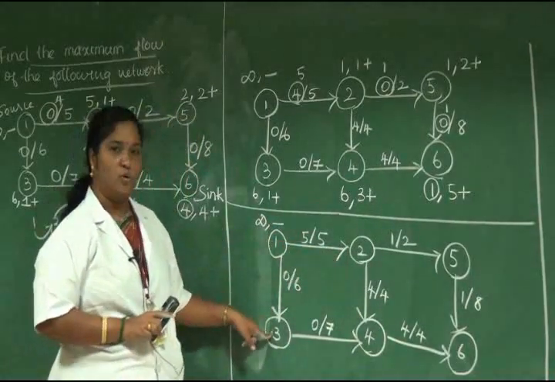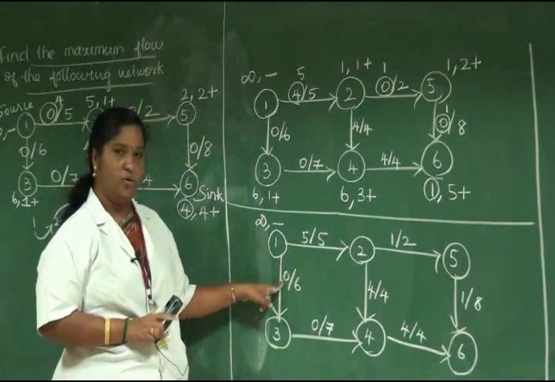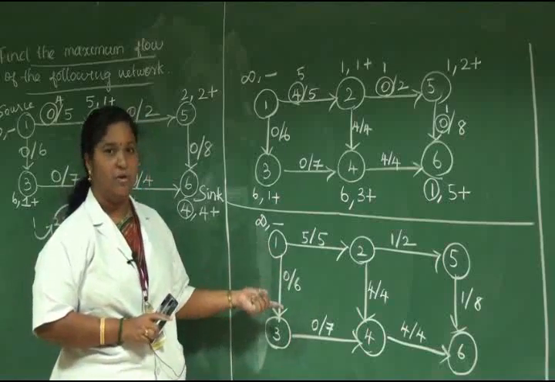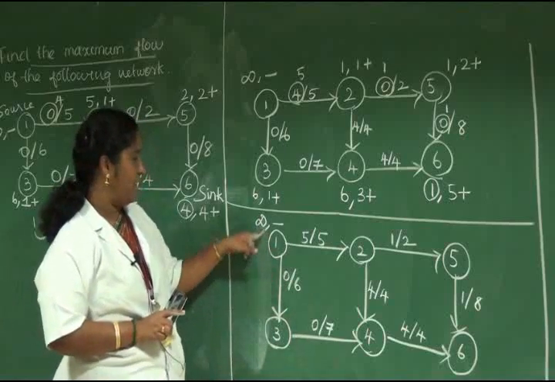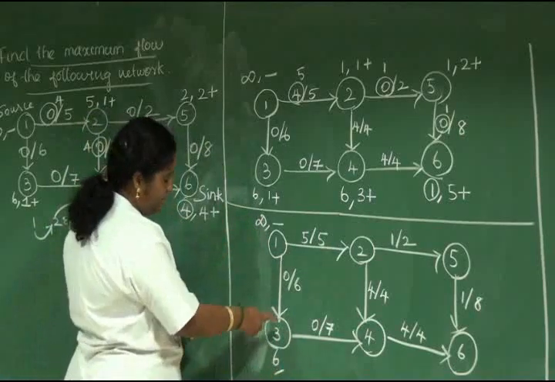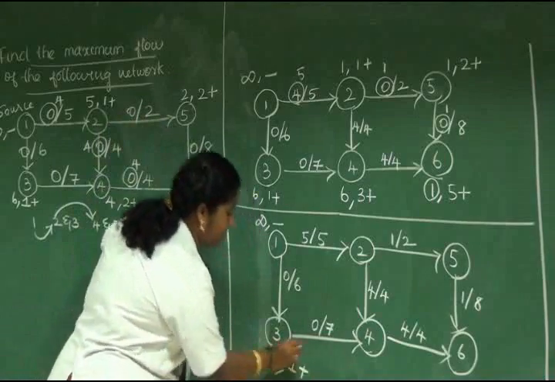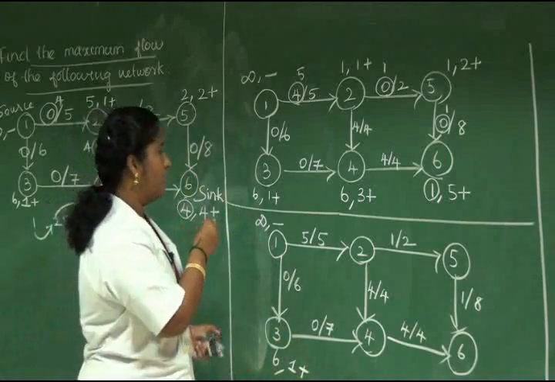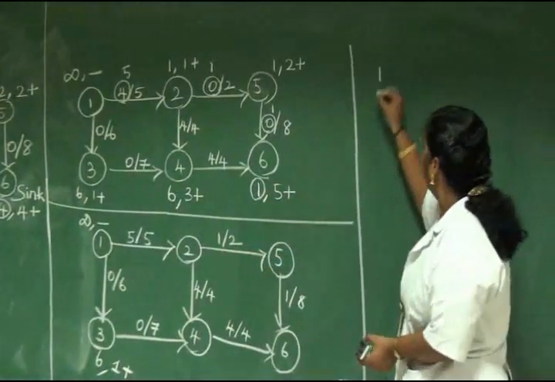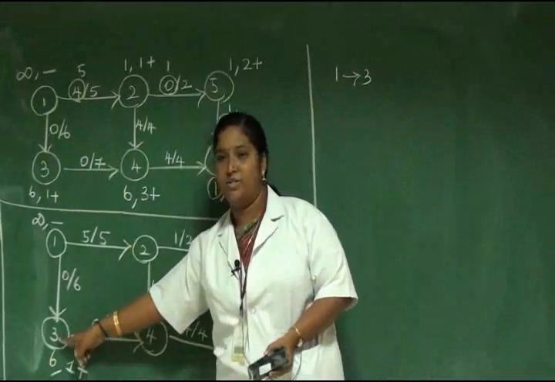Anyway, from 1 you can go to 3. So calculate its remaining capacity. It is 6 minus 0, which is 6. So 6 is greater than 0. So calculate the minimum between 6 and infinity. So it becomes 6. And since 3 is reached from vertex 1, you have to write 1 plus. So now what we have done is from vertex 1 we have reached vertex 3. So now we are in vertex 3.